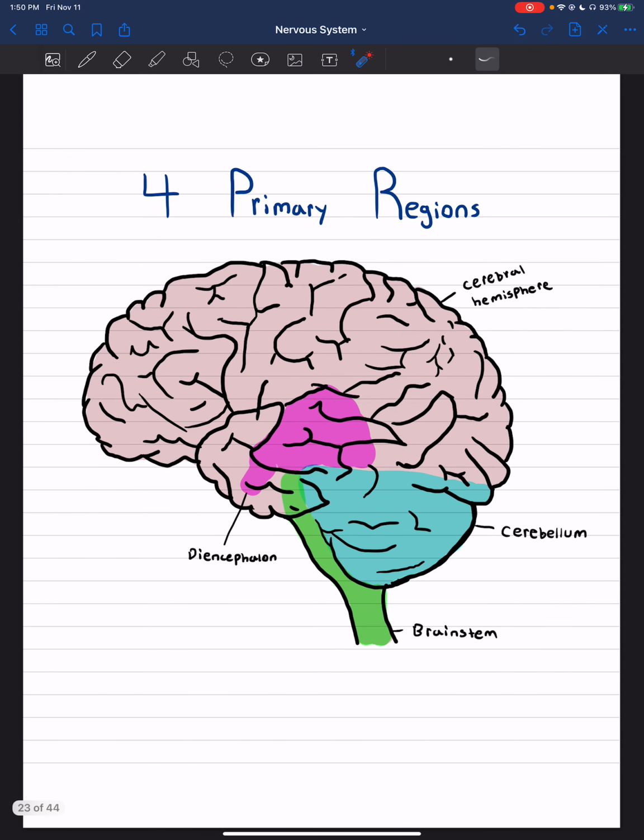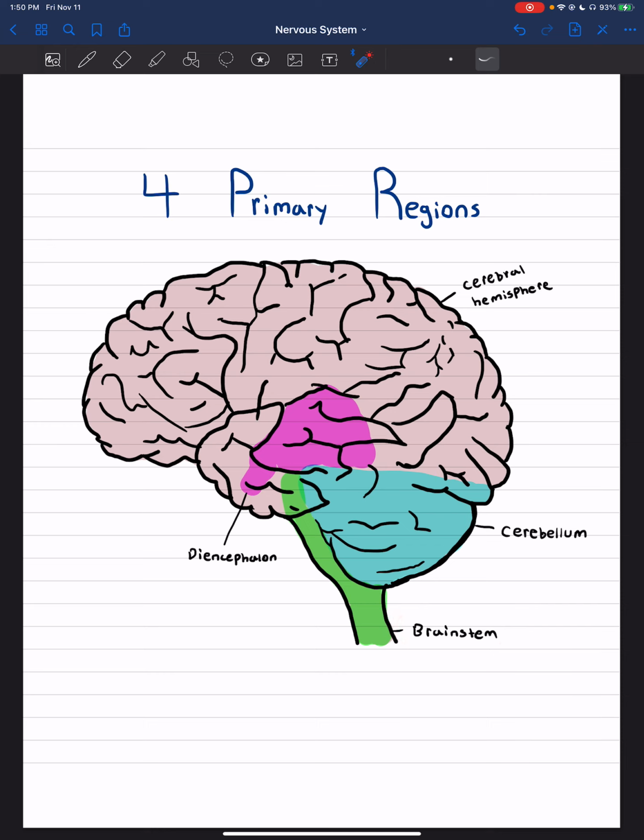Now, there are four primary regions of the brain. Obviously, the brain is very convoluted and complex, but to simplify things, there are four primary regions to be aware of. The first is the cerebral hemisphere. The second is your diencephalon. The third is your brainstem. And the fourth is your cerebellum.